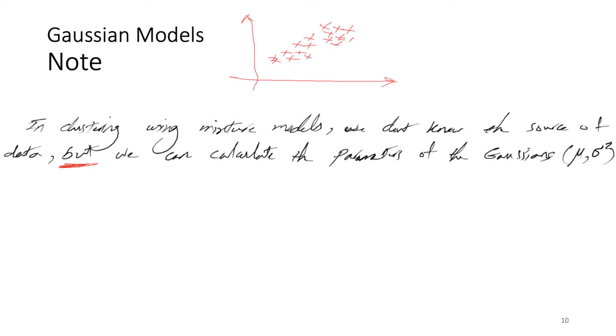But using mixture models, we don't know the source, but the only thing we can do is calculate the parameters of the respective Gaussians, right? So this Gaussian model could be defined by the hyperparameters mu and covariance, or in a univariate case with sigma or sigma squared, right? The only thing we can do with this data is calculate these parameters. This is what we can do.